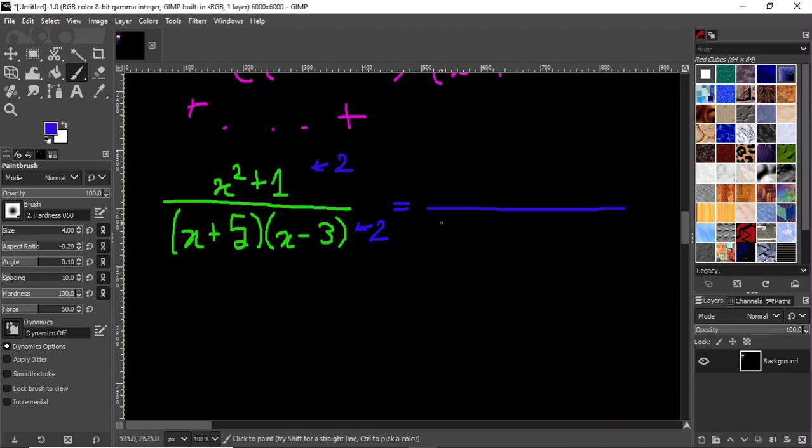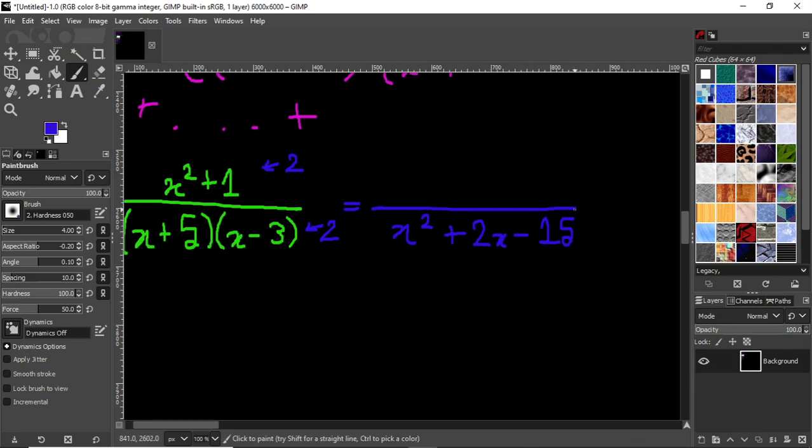The denominator, if I expand this temporarily, is going to be x squared, 5x minus 3x, that's plus 2x, and 5 times minus 3, that's minus 15. I'd like to get something like this in the numerator also. That's one way to divide. You can also do long division if you want. You pretty much get the same thing at the end.